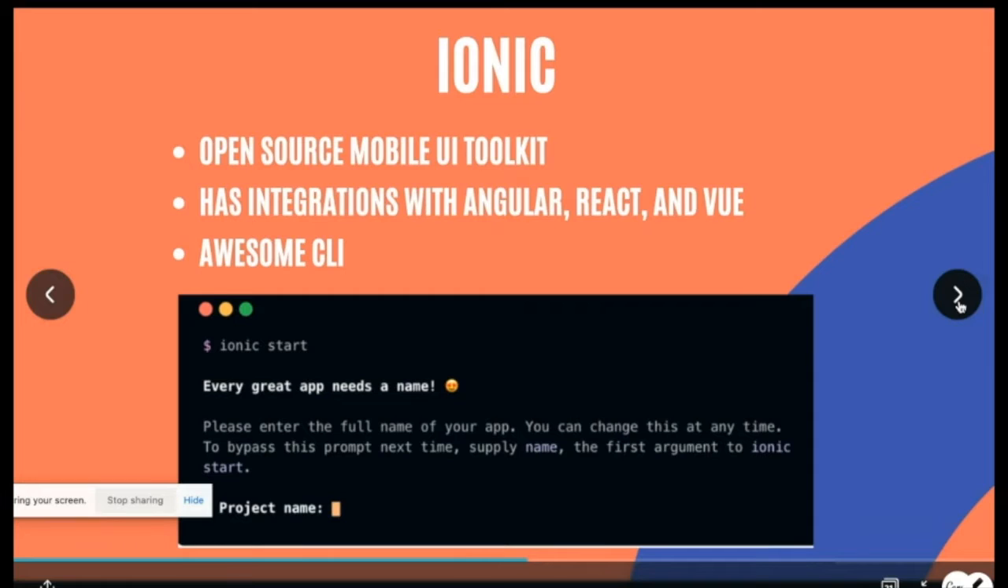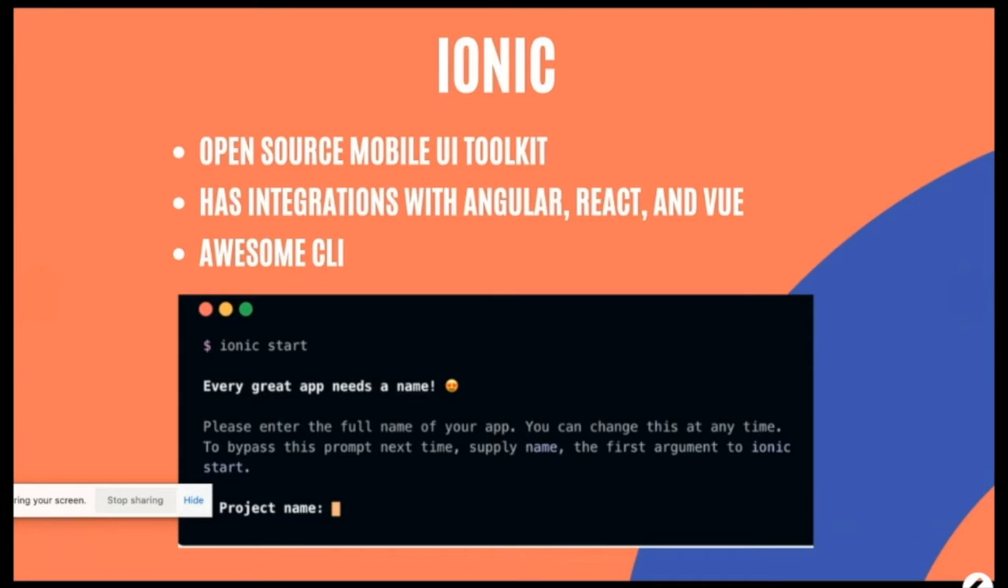So now let's talk about Ionic. Ionic is an open source mobile UI toolkit. It has integrations with Angular, React, and Vue, and it has an awesome CLI. Why do we need to use Ionic when Cordova is already there? Cordova will create a very skeletal app. It'll just create the basic folders, and then it gives you a platform to build out your hybrid application. But Ionic provides a lot of the UI as well.